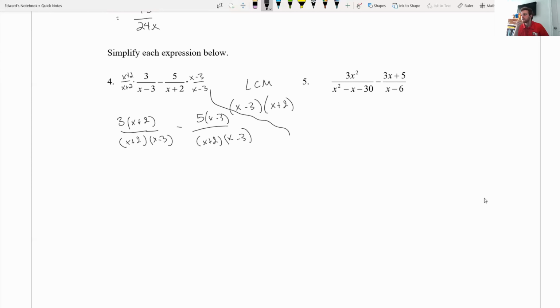All right, are we done? I don't think so. I think we can simplify that because we have common denominators. That was the whole point. So we distribute out so that we can combine the terms too. Let's knock a few steps out in one. Let's distribute that: 3x plus 6 minus 5x minus 15. We need parentheses.